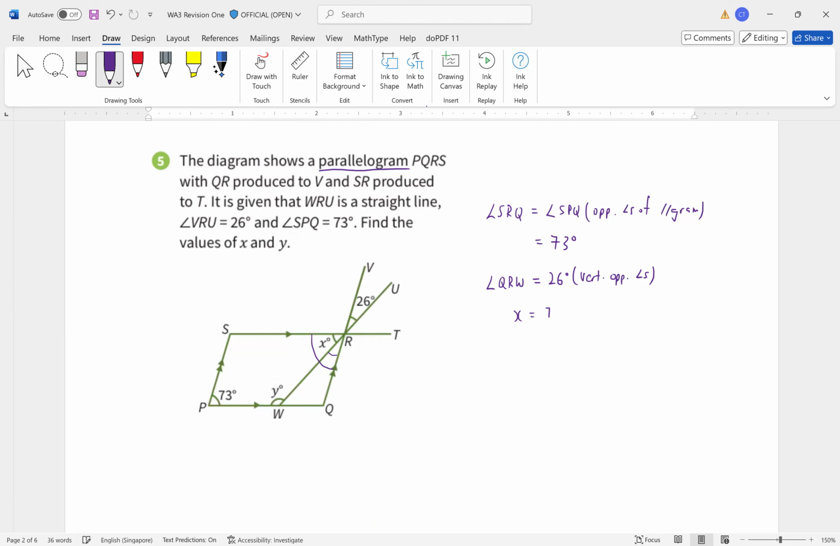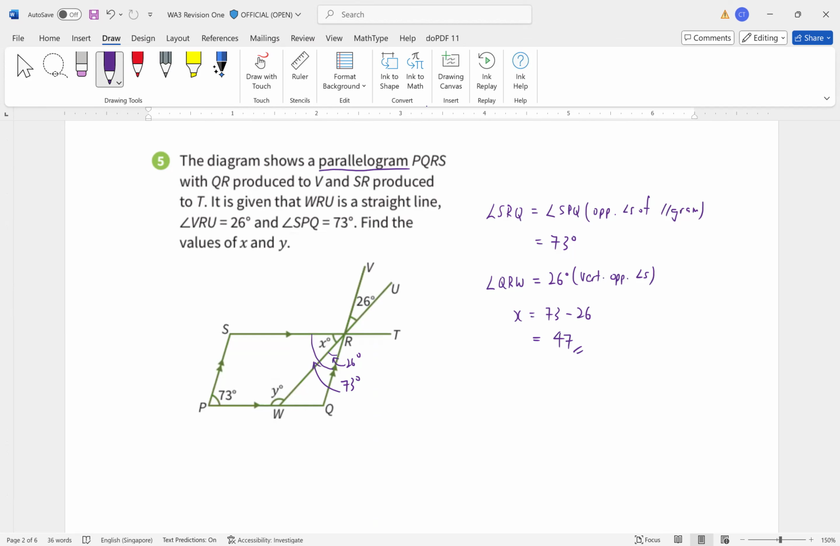So X will be 73 minus 26. This is 26 degrees, and this big one is 73 degrees. So that will give us an answer of 47. So now I found X already.